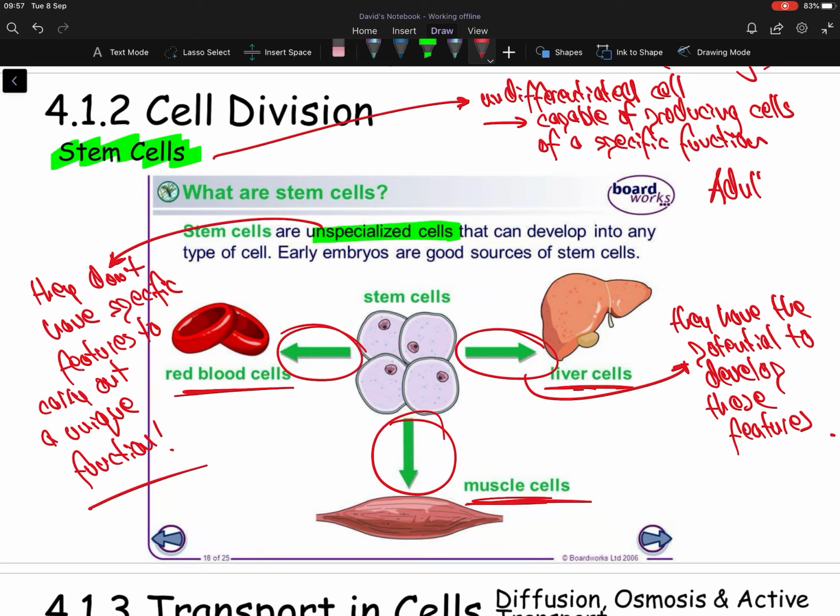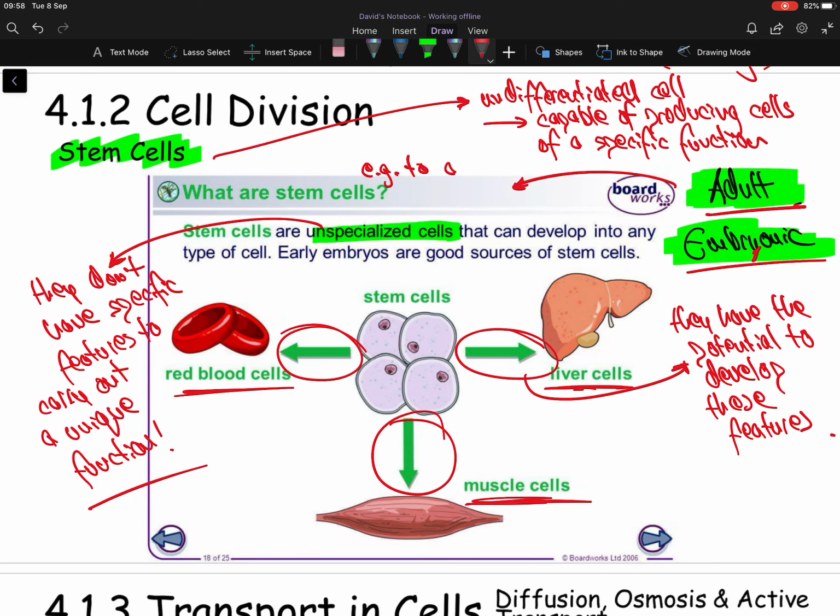There are adult stem cells, and there are embryonic stem cells. Embryonic, because they come from undeveloped babies, fetuses as it were, they have the capacity to develop into any type of cell. Whereas adult stem cells have the capacity to develop into one specific type of cell. So, for example, you can use these to grow organs in artificial environments, like laboratories, for transplants.